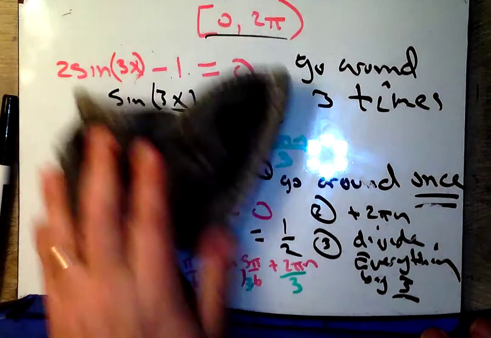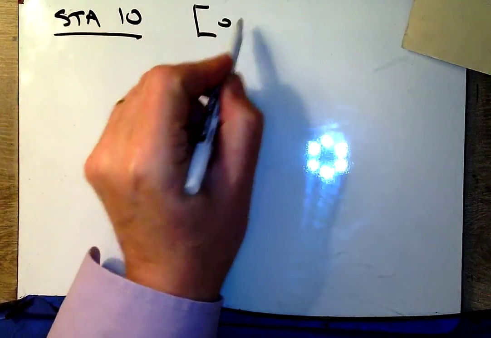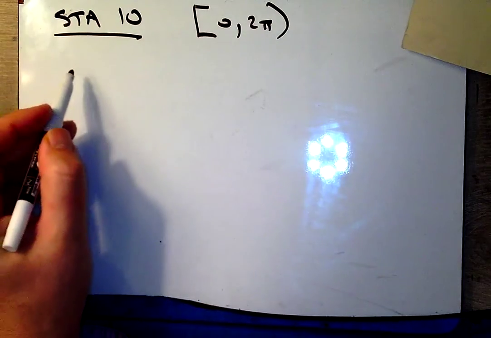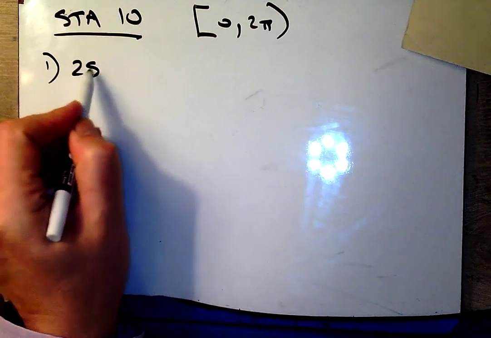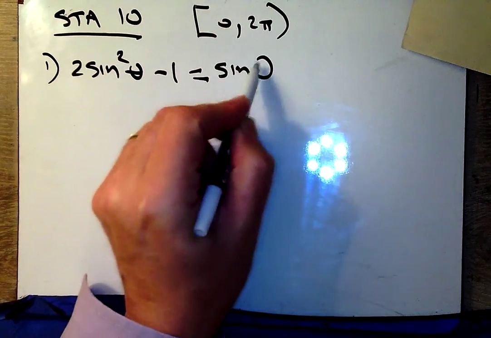All right, well, let's take a look at station 10. Station 10 is another solving situation. We're told we're only looking on 0 to 2 pi, and our first problem says 2 sine squared theta minus 1 is sine theta.